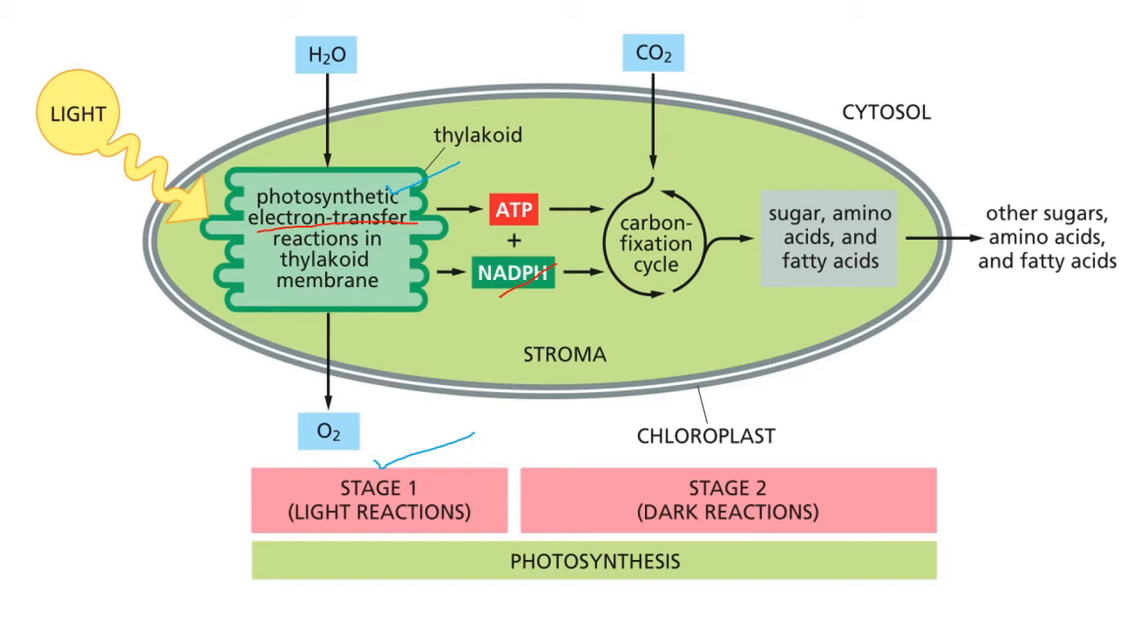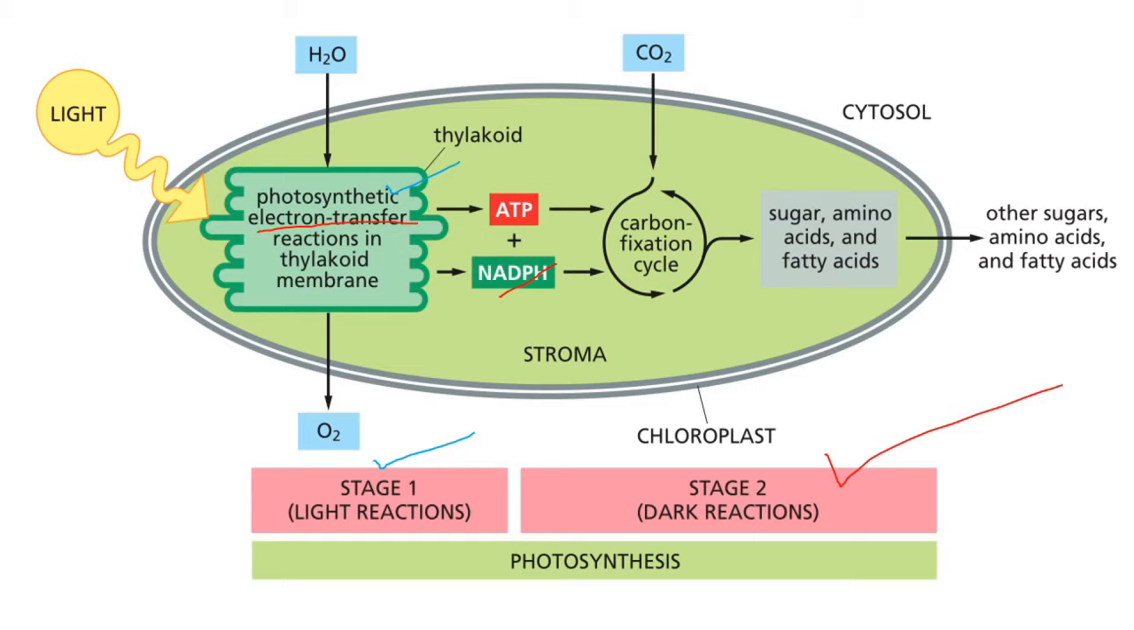So we get these two intermediate products, that is ATP and NADPH, when we are moving from stage 1 to stage 2. Now these high energy compounds ATP and NADPH are the end product of stage 1, but are the starting product and essential for stage 2, or dark reaction. Remember, the dark reaction is a light independent reaction. We do not require sunlight for this.